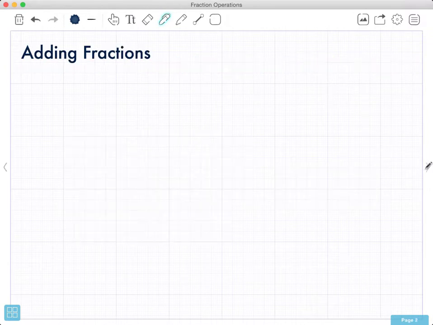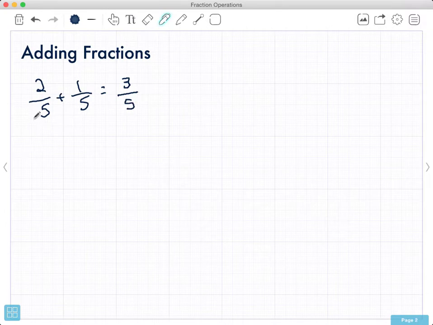We'll start with adding fractions. If you're adding two fractions that already have the same denominator, meaning the number on the bottom of the fraction is the same, then all you need to do is add the numerators. So for example, if you have 2/5 plus 1/5, if I have two pieces of pie from a pie that's cut into 5 pieces and I add a piece from a pie that's cut into 5 pieces, I have 3 pieces out of a pie that's cut into 5 pieces.